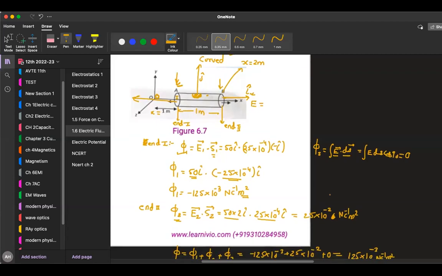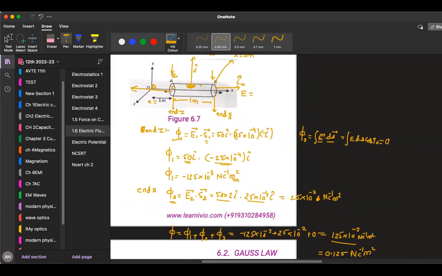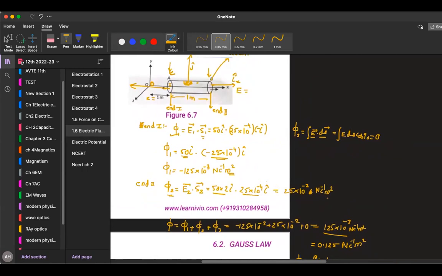Can I scroll it down? Written? The duration is not fixed here. I have to finish certain topics. I have to finish potential and potential energy also.